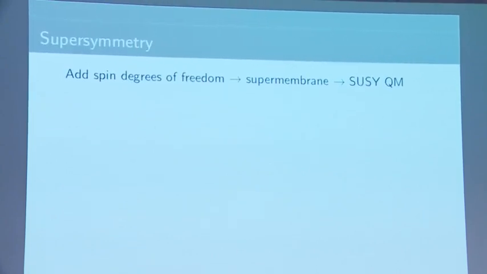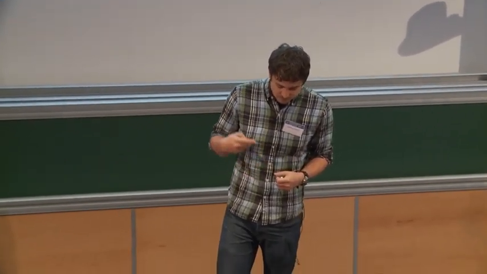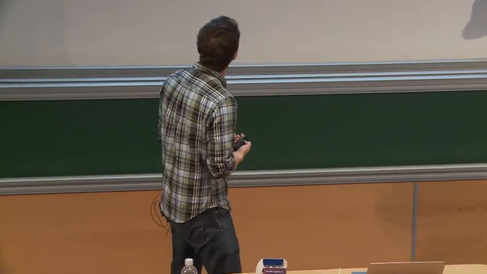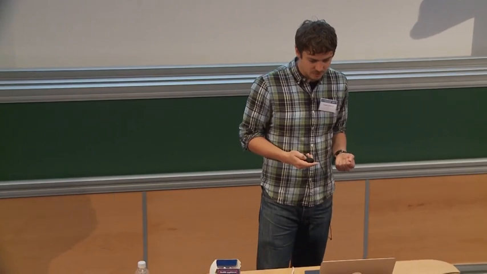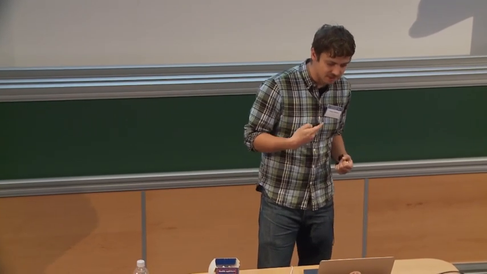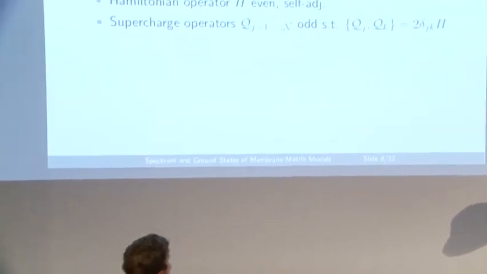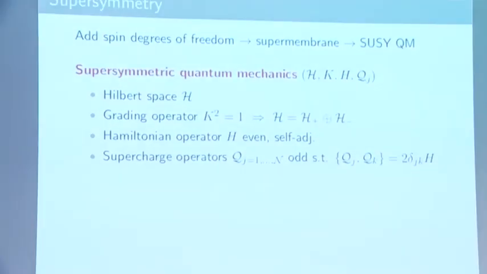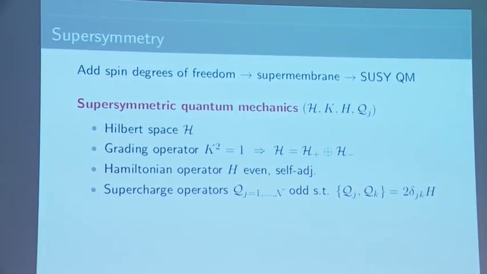So then we have this complication of supersymmetry, if we want to consider the supersymmetric membrane. So the idea is to somehow add spin degrees of freedom and obtain a supersymmetric theory. So I will say just something briefly about supersymmetric quantum mechanics, because it's not the full supersymmetric quantum field theory here, but really a reduced thing into quantum mechanics. So then it can be more simply stated.